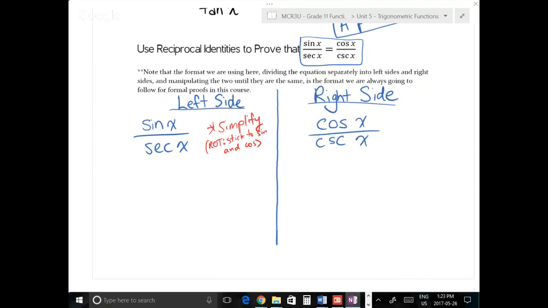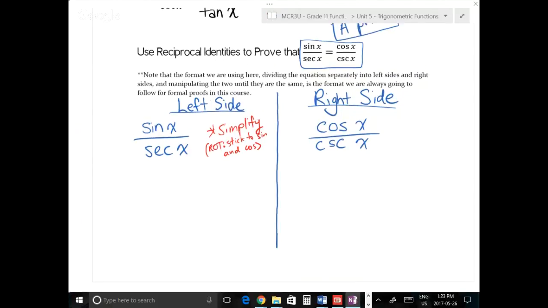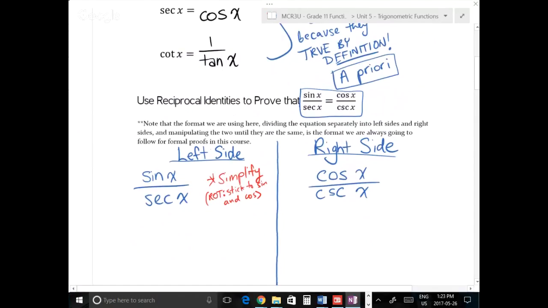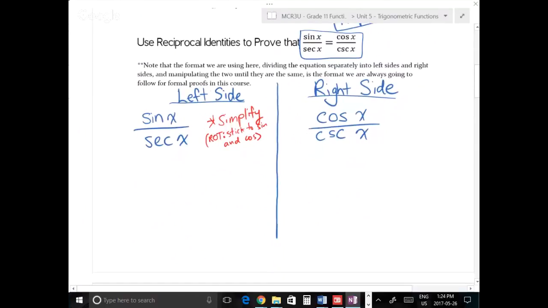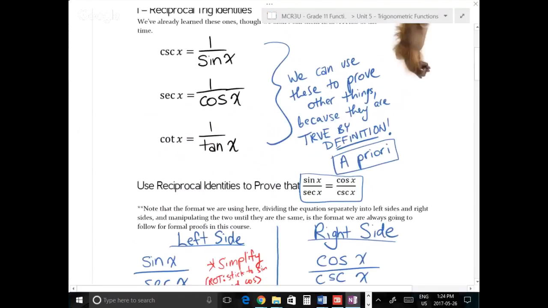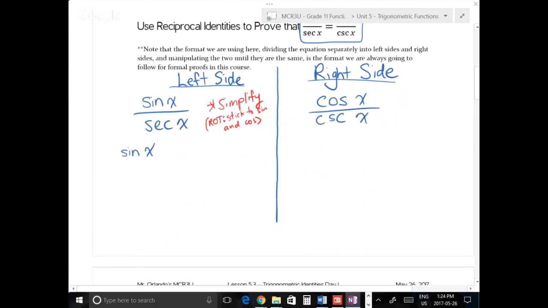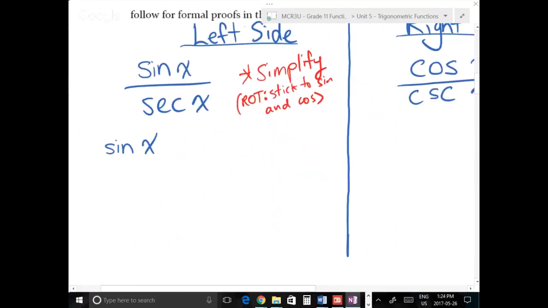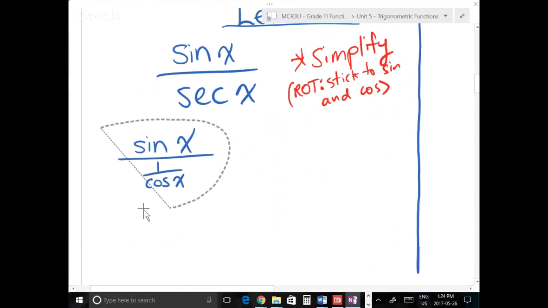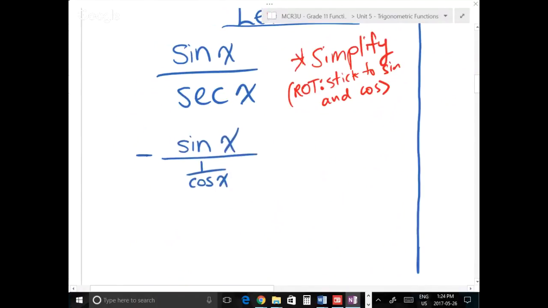Okay? What is secant? The definition's up above. Secant is 1 over cosine x. Okay, so this would become sine x over 1 over cosine x. I'm just going to put an equal sign in front. We're just going to say, okay, that's a way I can rewrite that.